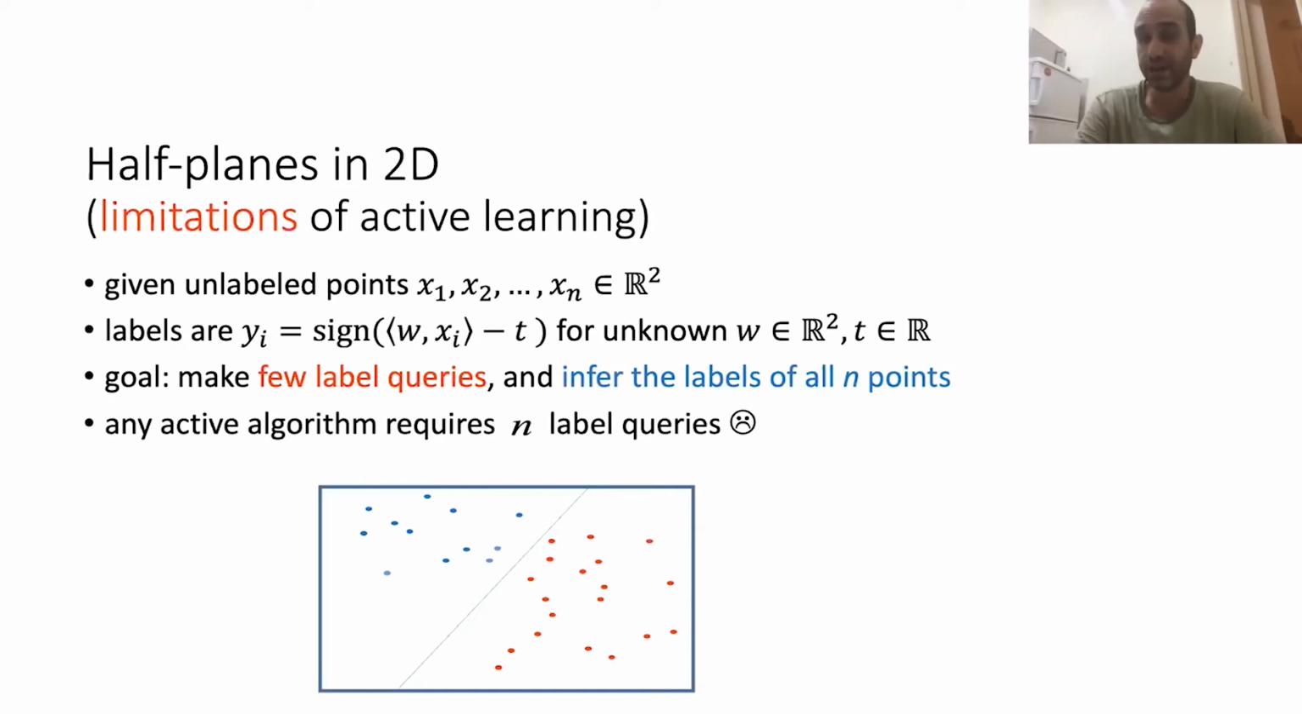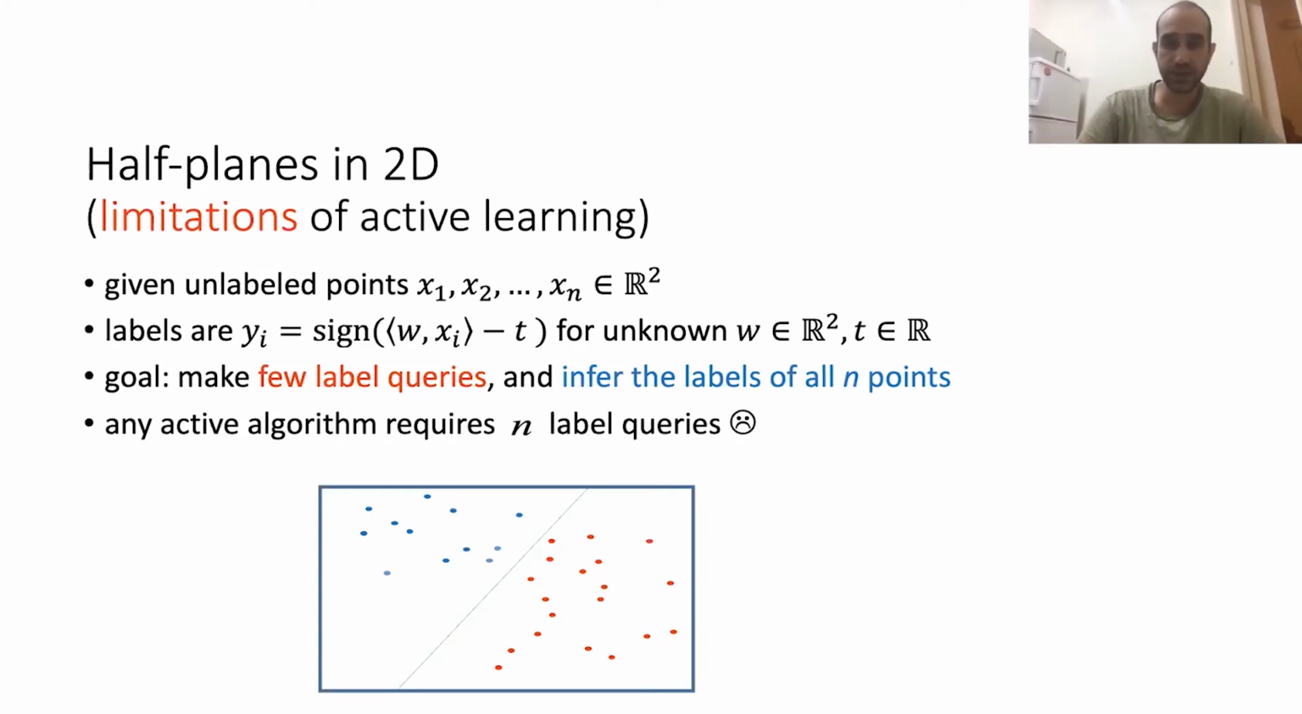We have x1 up to xn, which are just n unlabeled points in R2, in the plane. There is some unknown line that separates the plane into 2 half planes. One of them is positive and one of them is negative. And our goal is to query as few data points from x1 up to xn as possible, and to infer the labels of all endpoints. Okay?